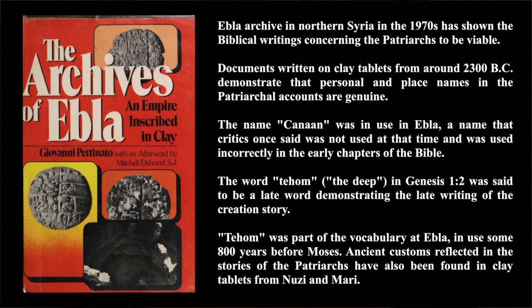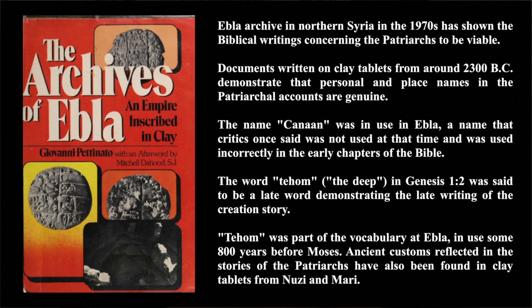Documents written on clay tablets from around 2300 BC demonstrate that personal and place names in the patriarchal accounts are genuine. The patriarchs are Abraham, Isaac, and Jacob, in case you didn't know that. The name Canaan was in use in Ebla, a name that critics once said was not used at the time and was used incorrectly in the early chapters of the Bible. The word Tehom, which means the deep, in Genesis 1:2, was said to be a late word demonstrating the late writing of the creation story. However, Tehom was part of the vocabulary at Ebla, in use some 800 years before Moses.